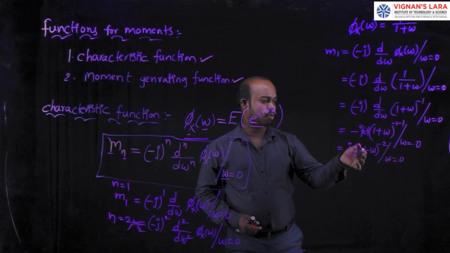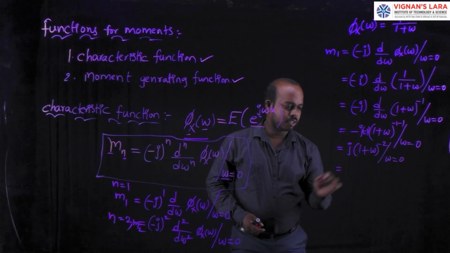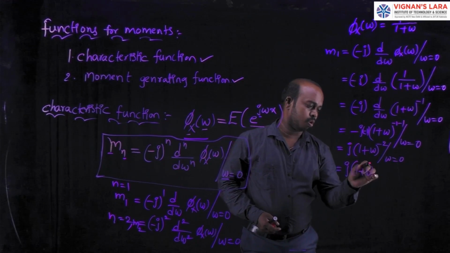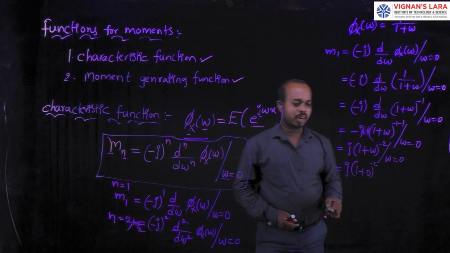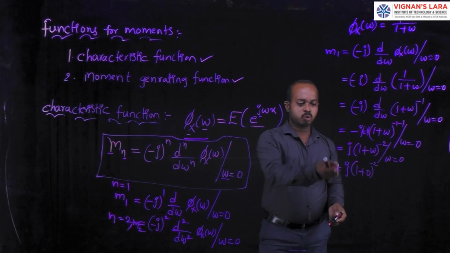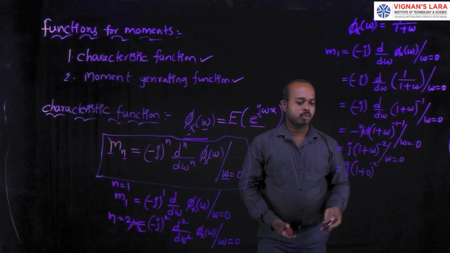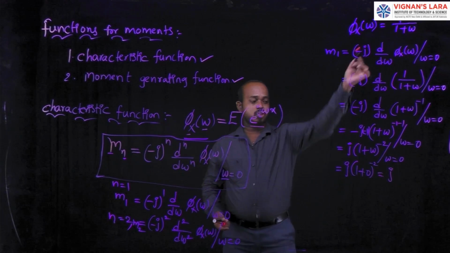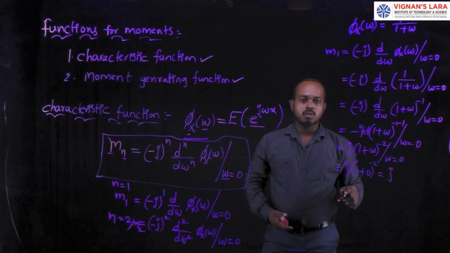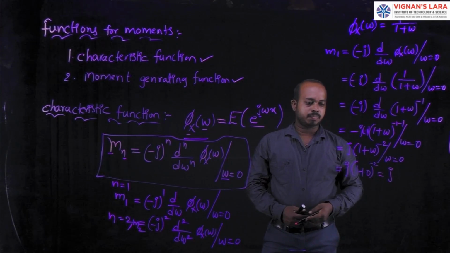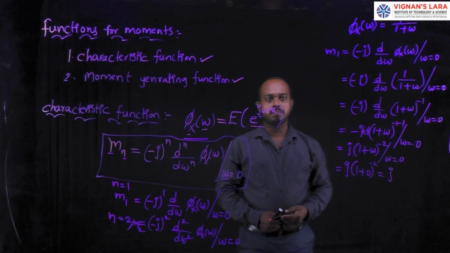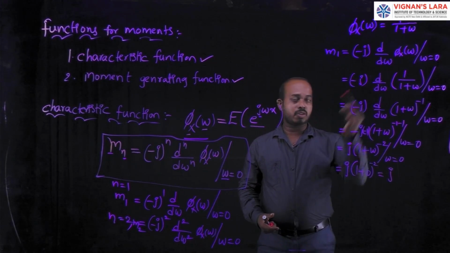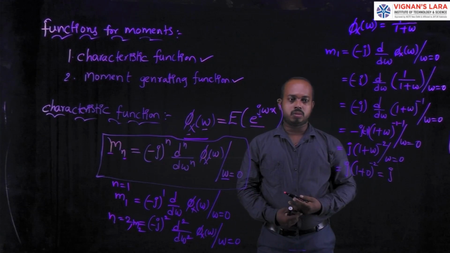Now substitute the omega value in this one. The equation becomes j times 1 plus 0 whole power minus 2. Applying the power to 1, the quantity will be the same, so I can write j. The first moment value of this function is j. Suppose we take some other function; the value is obtained by applying differentiation on that particular function.